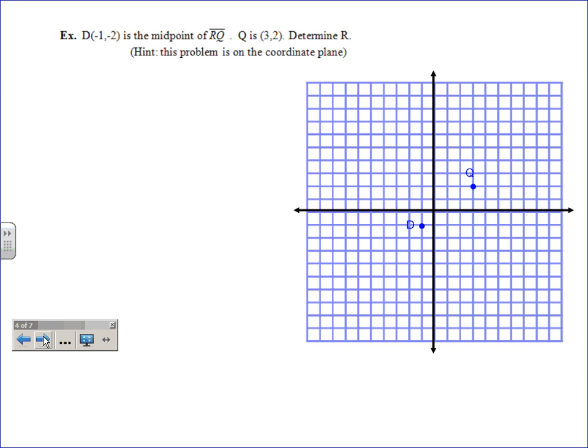I think this can be done algebraically, but I think it's way easier just to do it as a picture. So once you get those points on your picture right there, get D, which is -1, -2, and Q, which is 3, 2, on your graph. We're going to have to figure out where R is. So based on that information, it's saying D is the midpoint, correct? So do you think R is going to be over here somewhere? Oh, look at that. Some people paying attention.